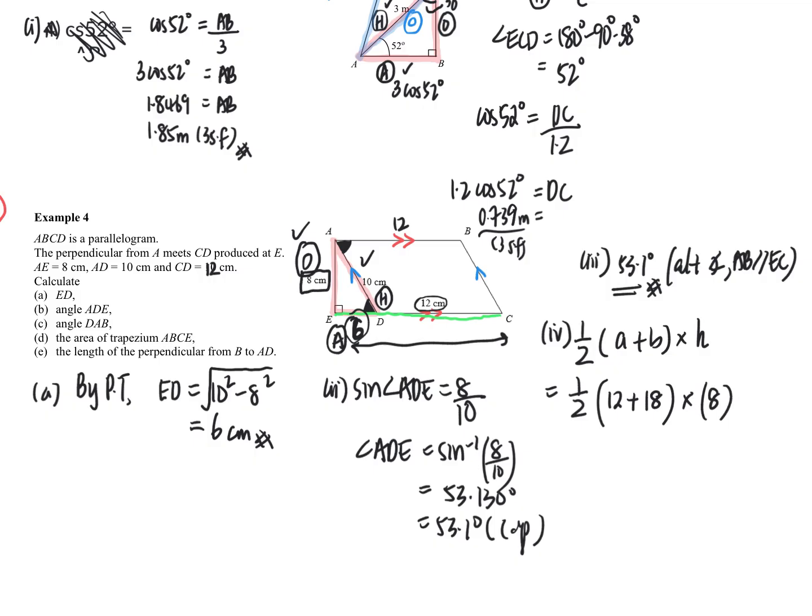So don't choose the wrong one. In Sec 2, some of you may choose the 10. So that is not the parallel side. It must be the one perpendicular to the two parallel sides. So final answer? 120 cm squared. So that's the trapezium.